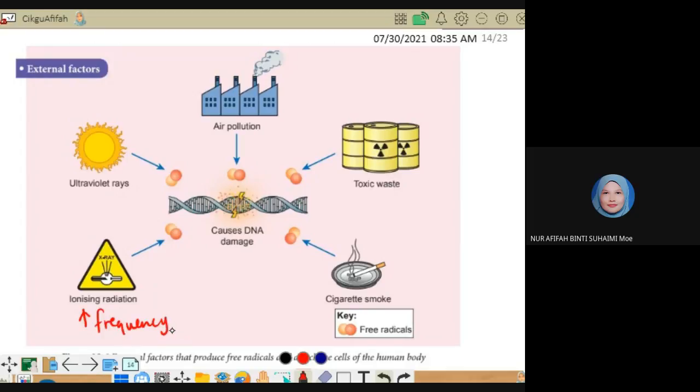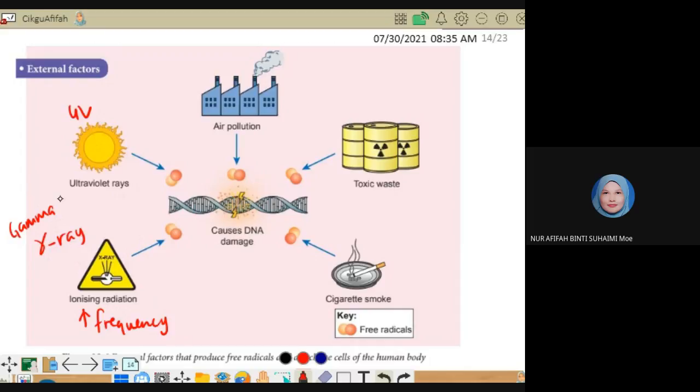Okay, higher frequency and can penetrate our body. X-ray, gamma ray. Other than X-ray, kita ada gamma ray. And then UV ray. This is ionizing radiation lah, yang ada frekuensi tinggi. Gamma ray, X-ray. X-ray higher than UV. Gamma ray higher than X-ray. Gamma ray is the most dangerous lah.